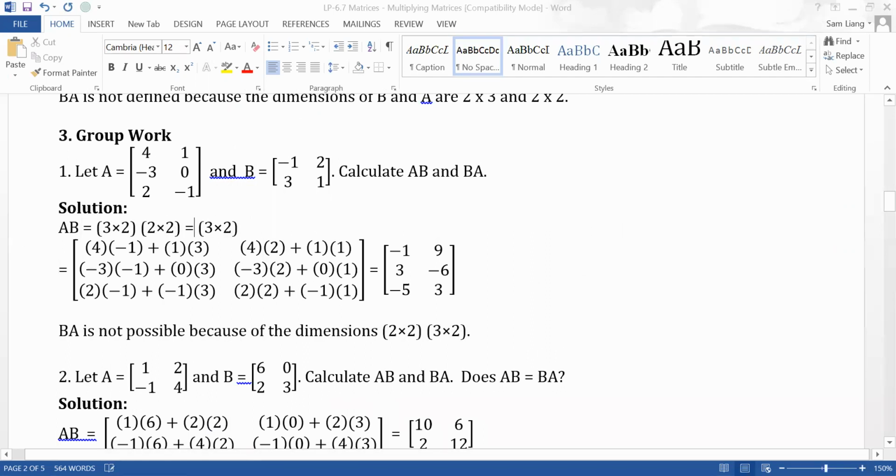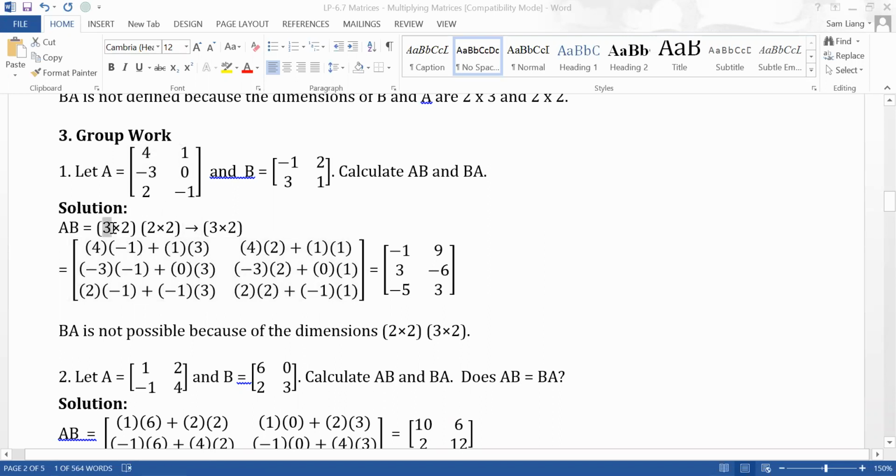And let me not write that. So A here is a 3 by 2 matrix, 3 rows and 2 columns, and then B is a 2 by 2 matrix, right? So therefore the product matrix will have dimensions, the outer numbers, right? 3 by 2, which is noted here.